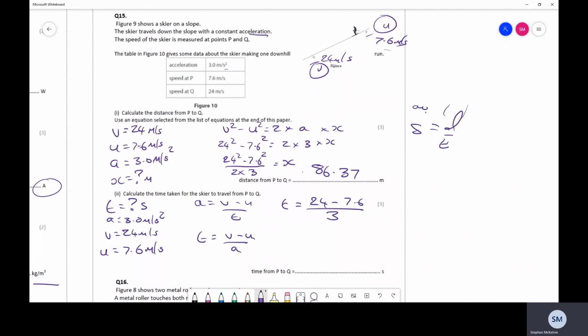I'm going to pop that into my calculator. Press A over B: 24 minus 7.6, and I'm going to divide that by 3, which is the acceleration. That gives me an answer of 5.4667, which I'll bring down to 5.5, just because it's a nice, neat number. One decimal place in the data usually means it's good to have one decimal place in the answer.